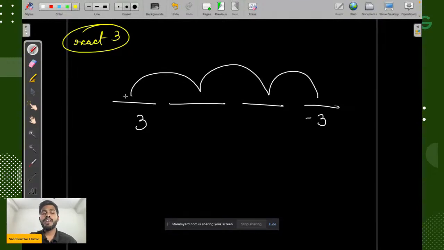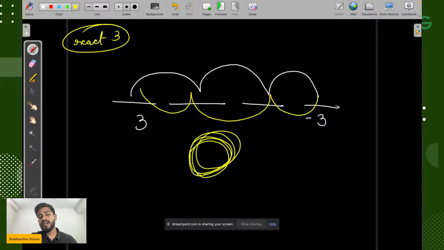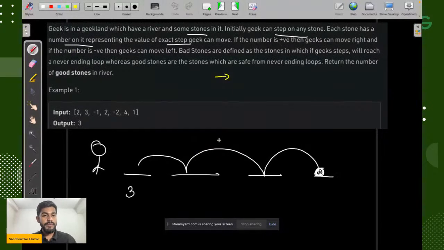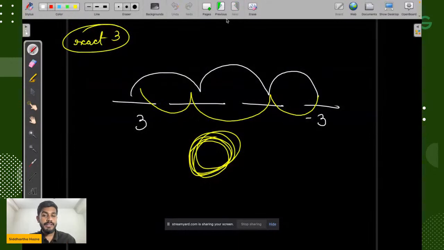So it just means that suppose we are given 3 and I just move forward 3 step, and here I come across again my negative 3. So this is minus 1, minus 2, minus 3. Again 3, 3, 3. So as you can see, this is loop kind of condition where we are just going to an infinite loop. And we are told that the position which would lead us to infinite loops are bad stones, and the position which would allow us to reach the destination are known as good stone.